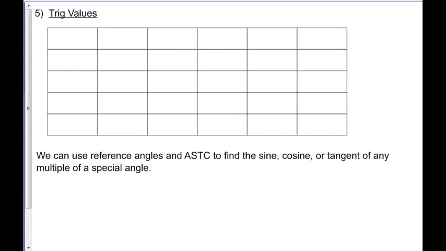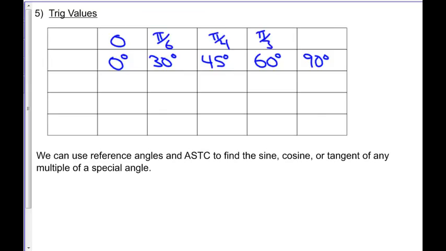Okay, 5, trig values. There are a lot of ways to learn or memorize the basic trig values for our special angles. You can do them with special triangles. You can do them with the unit circle. You can do them with a hand trick. I've been a big proponent of using the table, but it really doesn't matter how you do it. One way or another, you need to know sine, cosine, and tangent for 30, 45, 60, and 90. And in radians, those would be 0, pi over 6, pi over 4, pi over 3, and pi over 2.